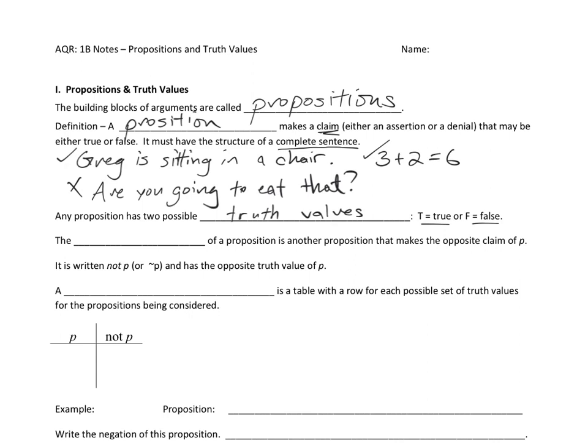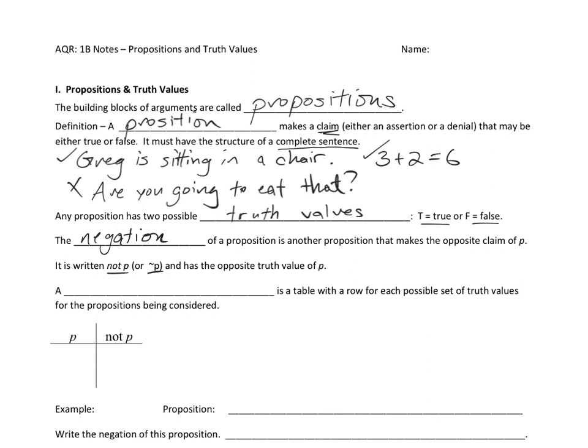A few more definitions and vocabulary that you need before we go on. The negation of a proposition P is another proposition that makes the opposite claim of P. So it is written either not P with the actual word not in front of it, or squiggle P. And this has the opposite truth value of P.